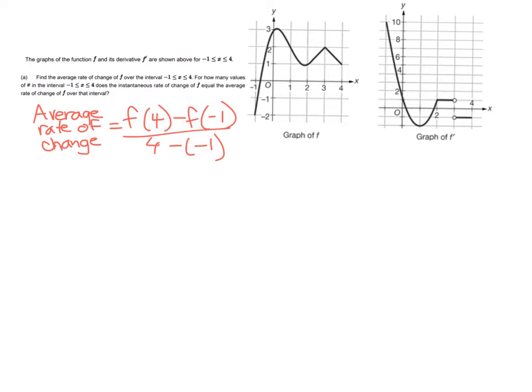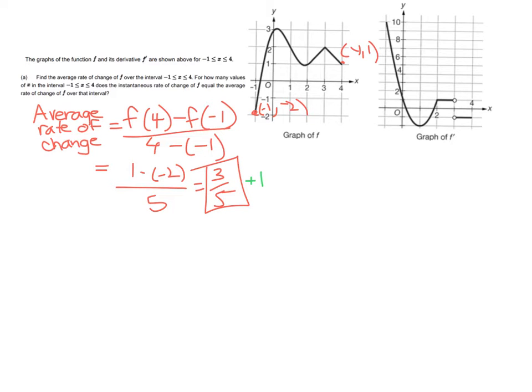So in order to evaluate this, we're just going to find f of 4. We know that when x equals 4, y is going to be 1. We know that when x equals -1, y is going to be equal to -2. 4 minus -1 is going to be 5. We get 3/5 for our average rate of change. That's the first part of the problem. And if you get that, you actually get a point.